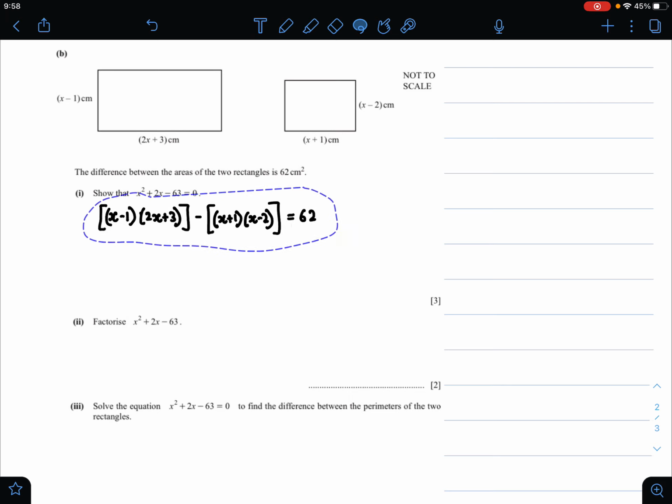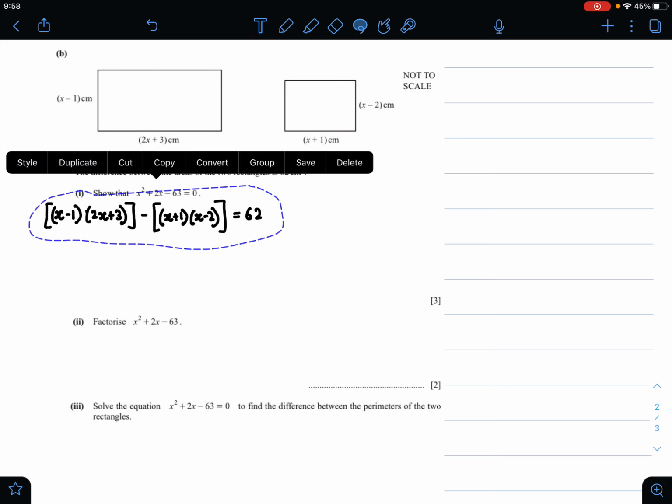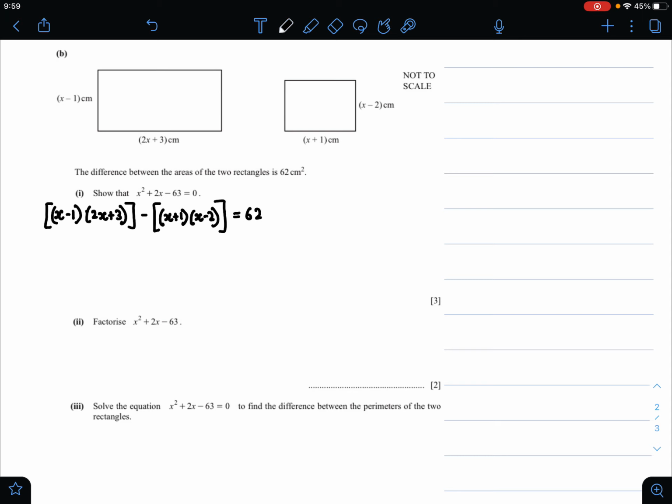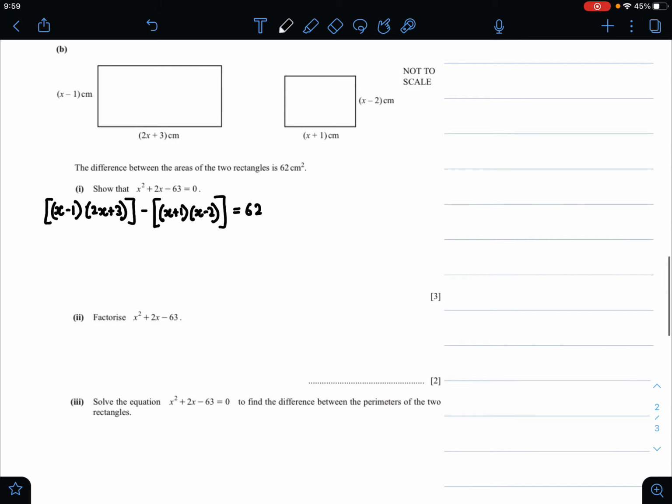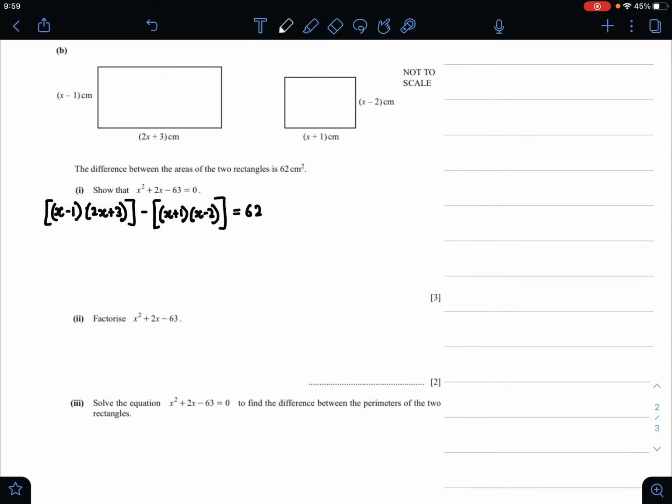Now I'll just move this a bit to the left. Okay, now let's start solving. So to solve this, first you need to expand the brackets. So x multiplied by 2x is 2x square. X multiplied by 3 is 3x, and minus 1 multiplied by 2x is minus 2x. So 3x minus 2x is equal to positive x.